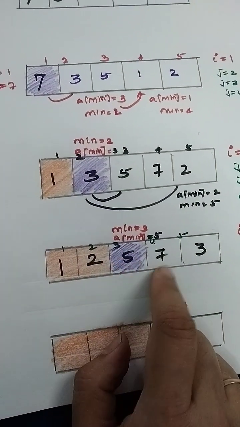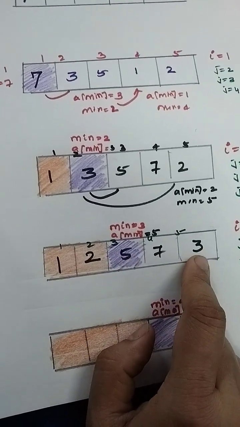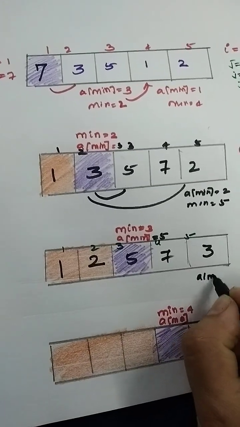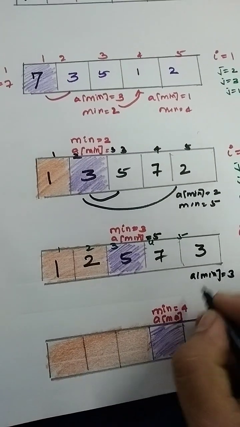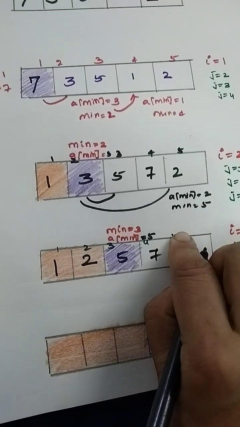The third element, 5, is compared with 7. So 5 is smaller. 5 is compared with 3. 3 is less than 5, so the minimum element, A of minimum, becomes 3. And the minimum position becomes how much? It becomes 5. Minimum position is 5.